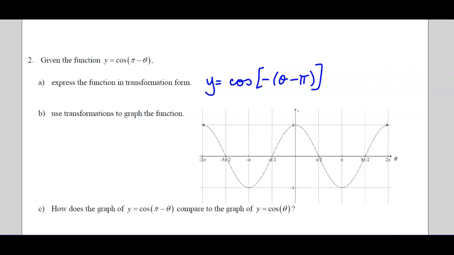Now, technically, that doesn't mean all the points are invariant, because this point became this one, but you end up getting the same graph. So that doesn't change for the reflection. Now I go to the right pi units. So this goes over here, this goes over here, this goes over here. So now, okay, what it looks like.